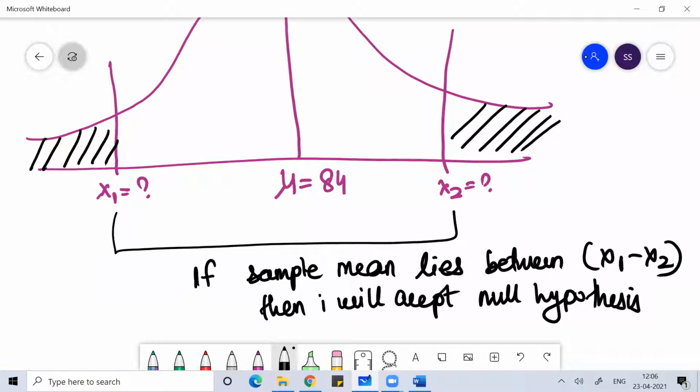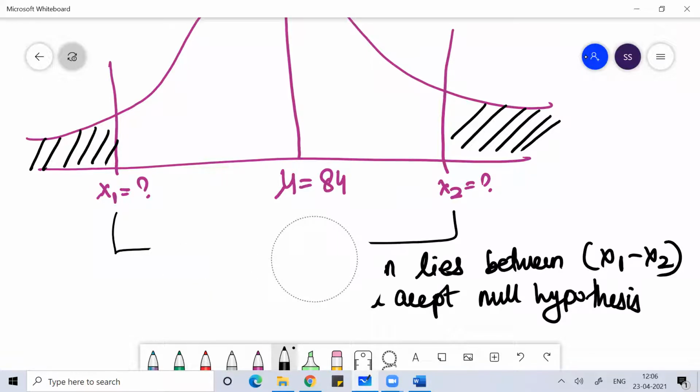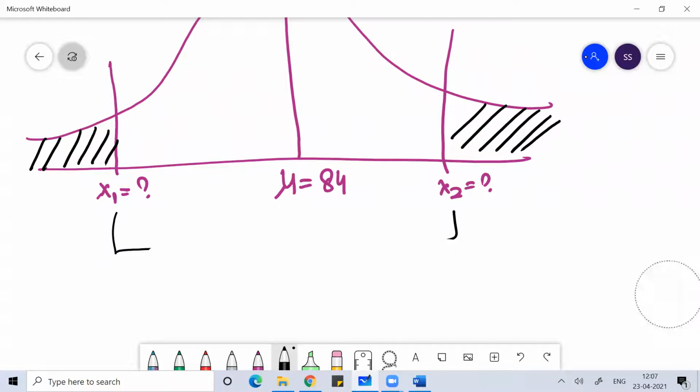So now I have to find the values of x1 and x2. So I have to find this value. To find x1 and x2, I'll find these values.